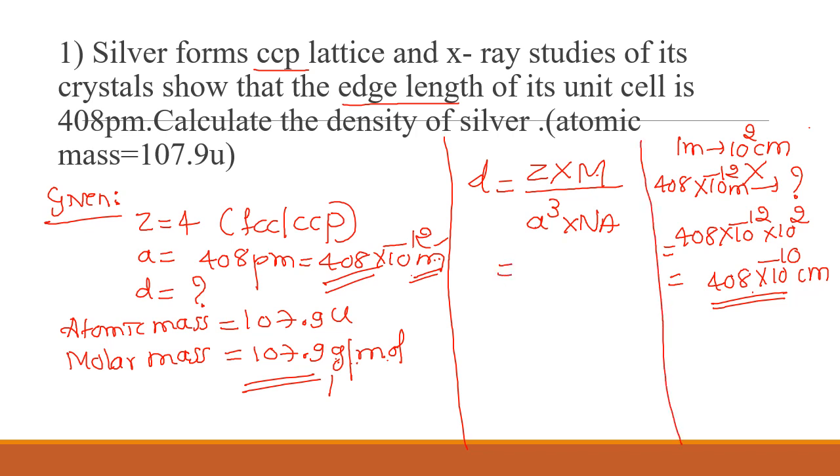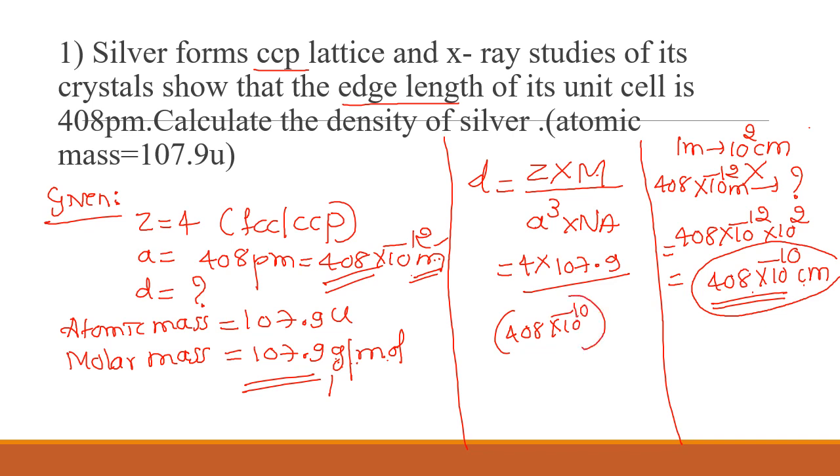Okay, now we can substitute the data given in the equation. What is the value of Z? It is 4. What does capital letter M stand for? Molar mass. What is the value? Gram divided by A. What is A? We have converted edge length meters to centimeter. Why have we converted? Because the molar mass is in grams. Now let us write 408 into 10 to the power minus 10, cube. It's cube. And what is the value of Avogadro's number? 6.023 into 10 to the power 23. By using a calculator, you can solve this problem. So the answer for this question is 10.5.